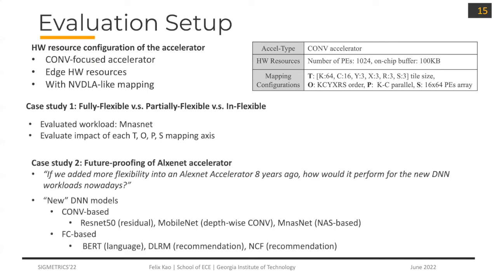In the second case study, we want to show how flexibility can benefit the accelerator to cope with more diverse models. Here we show an interesting case study of the AlexNet accelerator. We investigate a what-if situation. What if we had added more flexibility into the AlexNet accelerator 8 years ago, how would it perform for the new DNN workloads nowadays? As new DNN workloads, we consider ResNet, MobileNet, and MNASNet, which are essentially more recent convolution-based DNN models. And also BERT, DLRM, and NCF, which are mostly composed of fully connected layers.